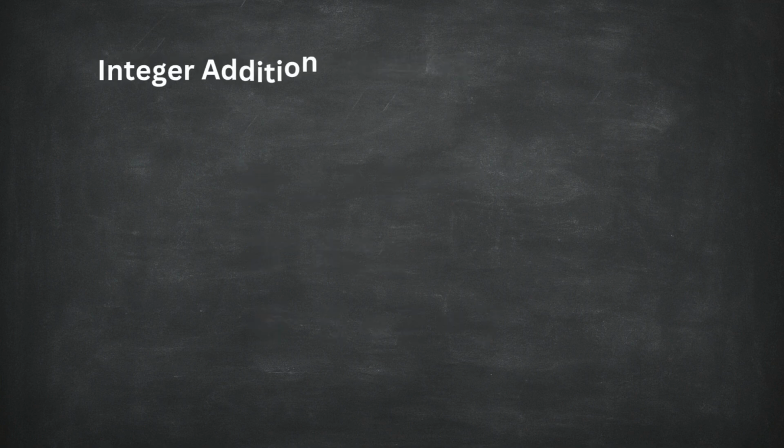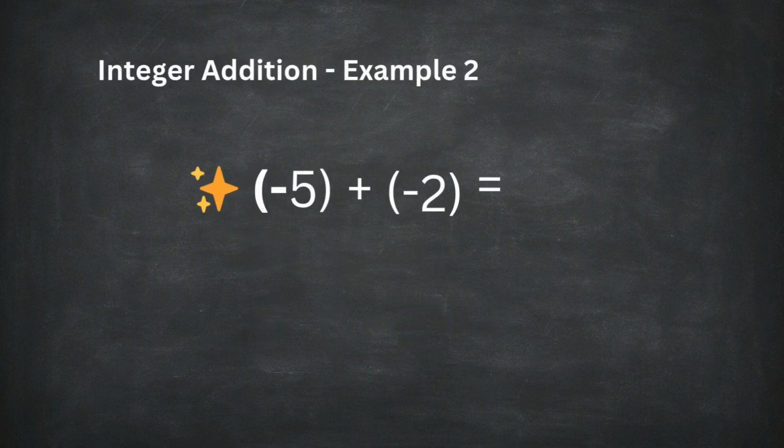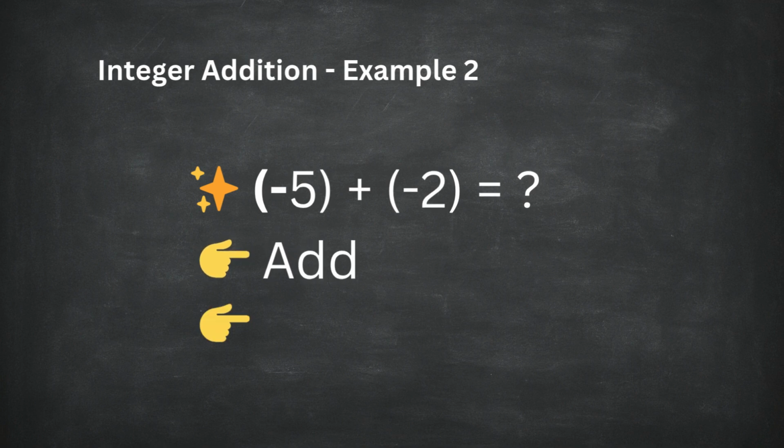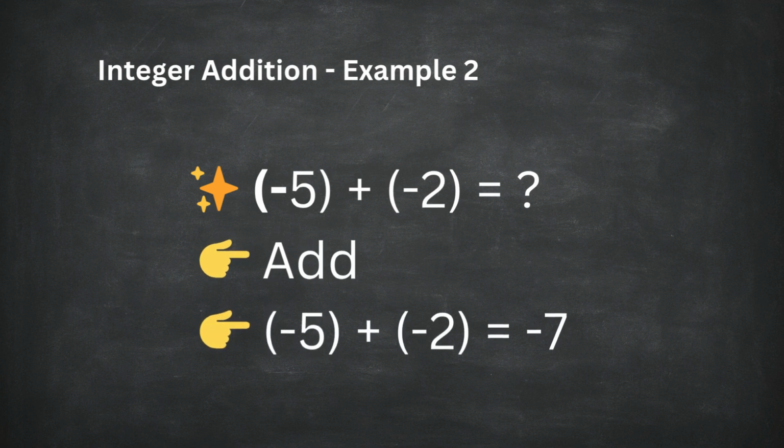Now take negative 5 plus negative 2. Both are negative. So again we add. 5 plus 2 is 7 and we keep the negative sign. So the answer is negative 7.